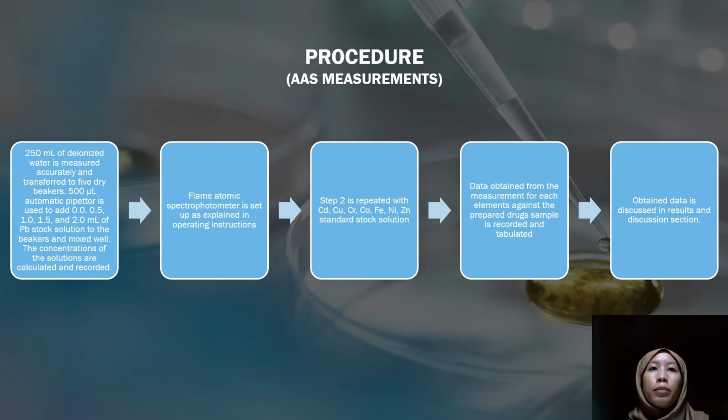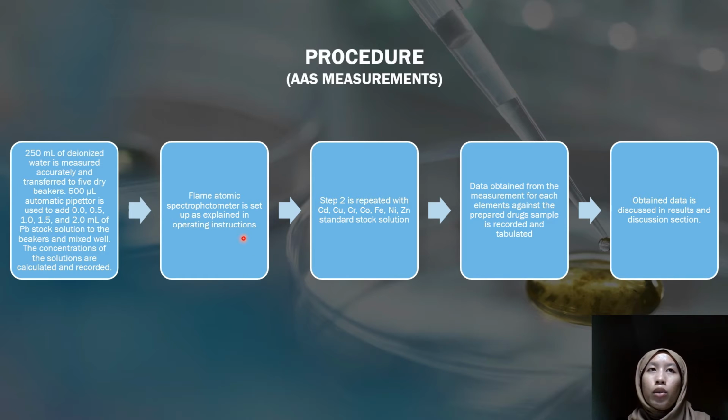After wet digestion preparation of the sample, we can proceed to AAS measurement by using the atomic absorption spectrophotometer Shimadzu 6300. First of all, we will prepare 250 milliliters of deionized water and transfer it to 5 dry beakers. Then an automatic pipette is used to transfer 0.0, 0.5, 1.0, 1.5 and 2.0 milliliters of lead stock solution to the beakers and mix well. The concentration is calculated and recorded.